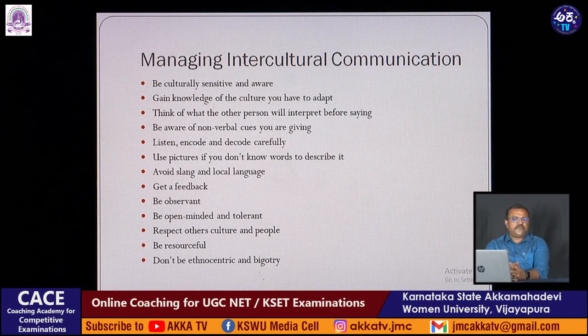Be aware of the non-verbal cues you are giving, listen, encode and decode carefully. Use pictures if you do not know the words to describe something. It is better to use a picture if you are unable to come up with the words, especially if you are trying to speak a foreign language. Avoid slang and local language, get feedback, be observant, be open-minded, respect other cultures, be resourceful and do not be ethnocentric. If you follow these ways, you can manage intercultural communication very effectively.